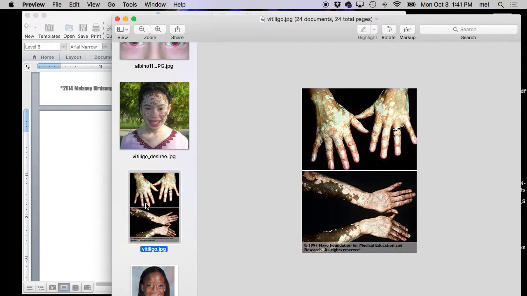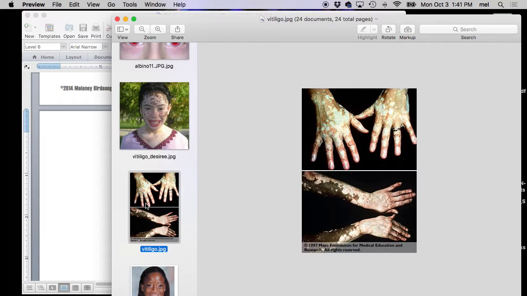Vitiligo is not a genetic disorder, it's an autoimmune disorder. So what happens is your immune system starts to, for whatever reason, attack the melanocytes and destroy them, which makes you have a patchy loss of pigmentation. And sometimes it's a roving patchy loss of pigmentation.